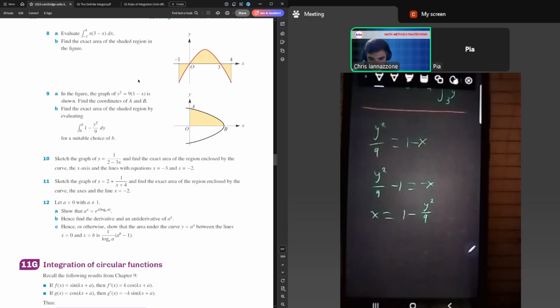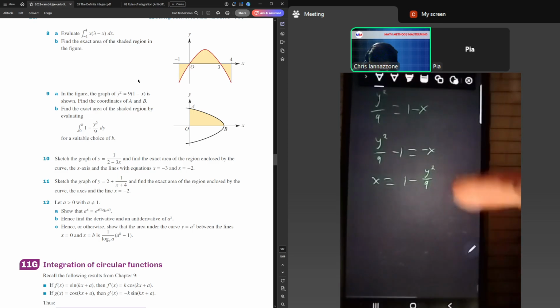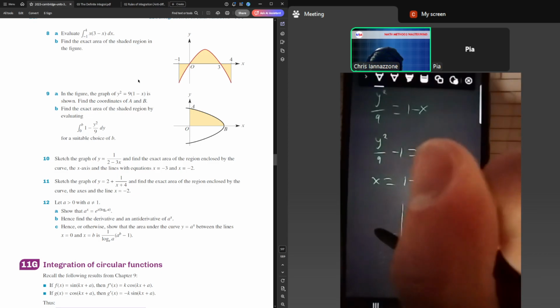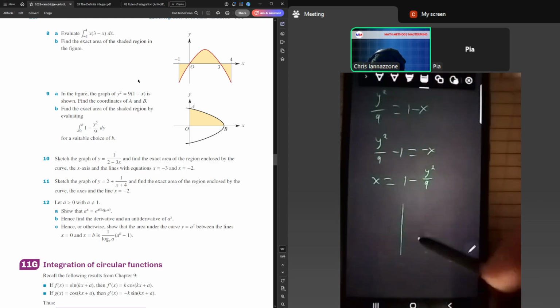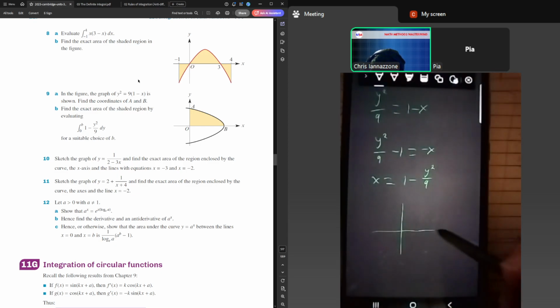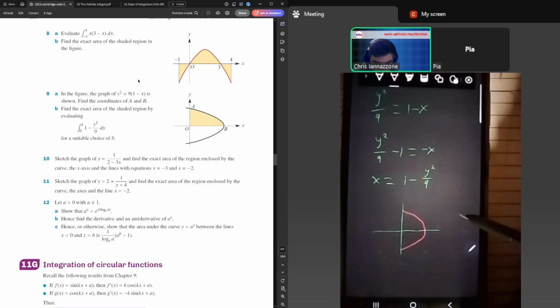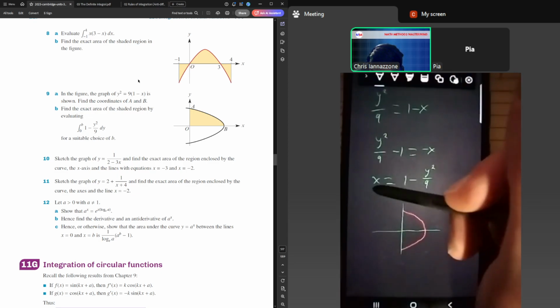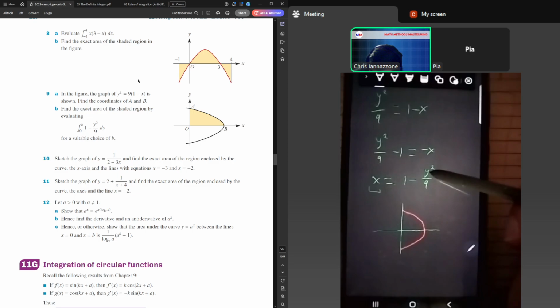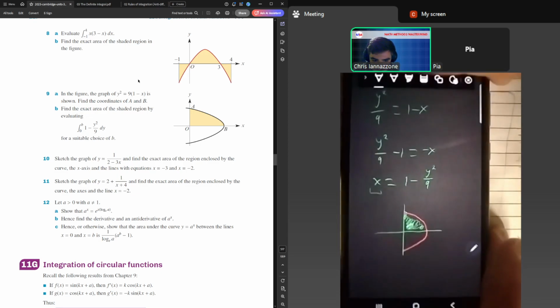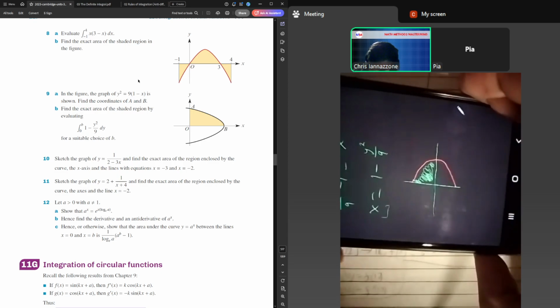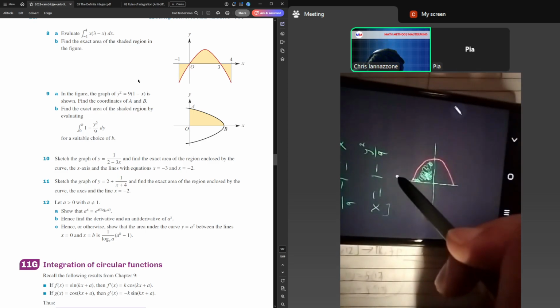And so the lesson here is, if you have a relation that is otherwise really tough to anti-diff, what you can do instead is rearrange that thing for x and then anti-diff it with respect to y. That will also get you area, but this time the area is considered with respect to the y-axis, not the x-axis.